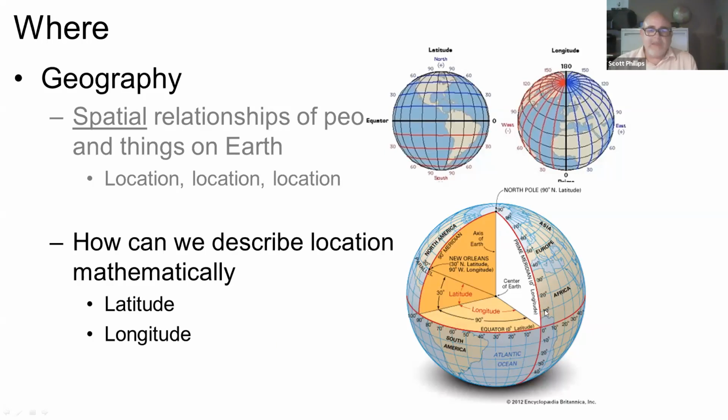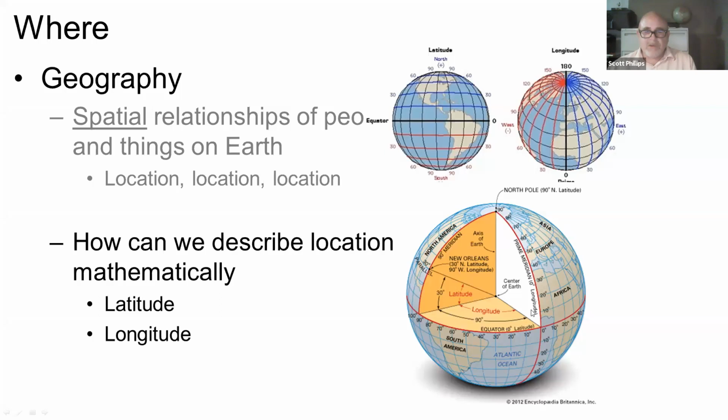And again, latitude and longitude is a mathematical way of describing any location on the Earth. Latitude is your position from the equator to the poles, and it's a system of angles. So here at the equator, it's 0 degrees, and if you go up this angle, the North Pole is at a 90-degree angle, so it's 90 degrees. Halfway would be 45 degrees.